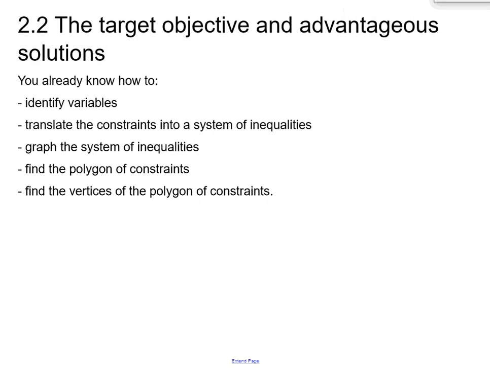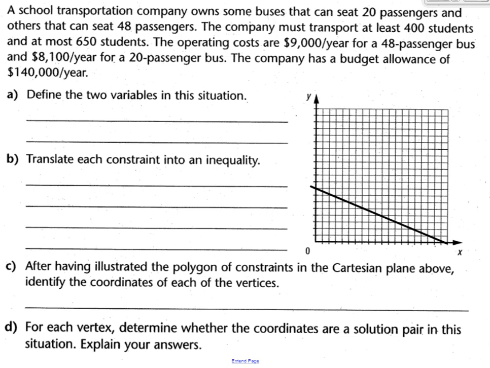So now we're going to talk about target objective and advantageous solution. You already know how to identify variables, translate the constraints into a system of inequalities, graph the system of inequalities, find the polygon of constraint, and find the vertices of your polygon of constraint. So we're going to look at a problem that illustrates all of those concepts. So here's the problem.